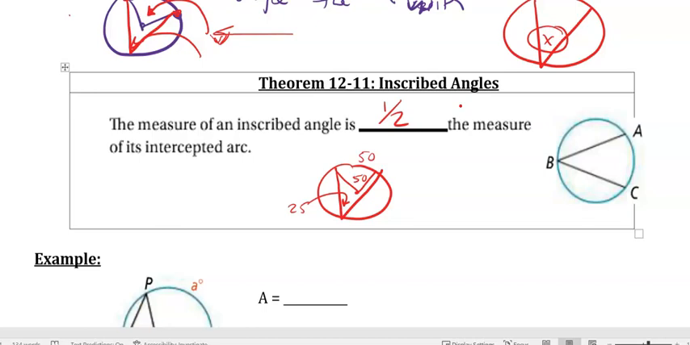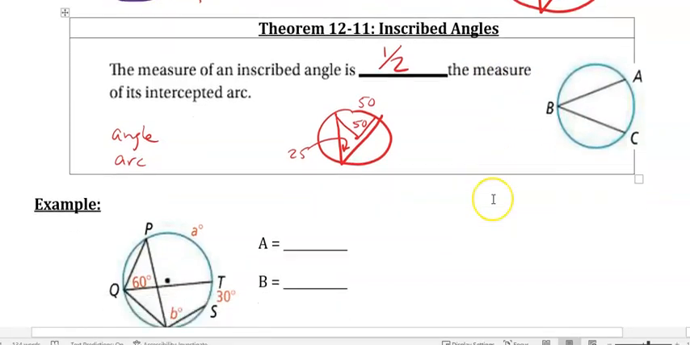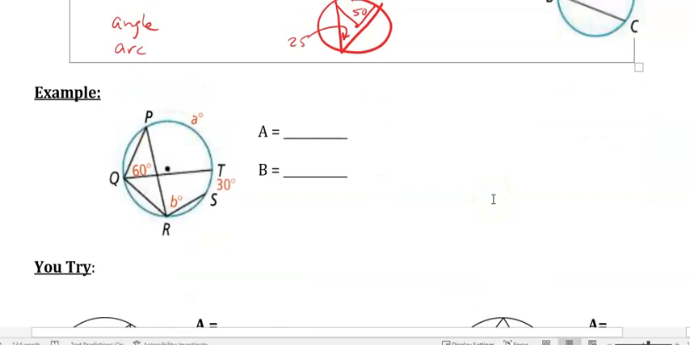So basically you are trying to find an angle. If you know the angle, then you just double it to find out what the arc is. If you have the arc, then half it and you'll know what the angle is. Anybody have any questions on that? So let's go ahead and do them here.